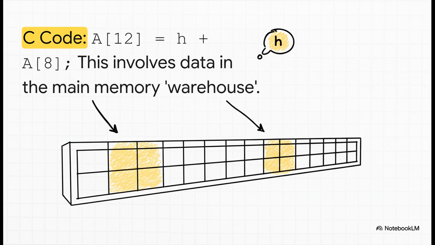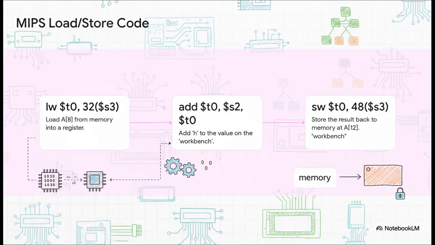And what we want to do here is grab one element from the array, A of 8, add the value of H to it, and then store that new result back into a different spot in the array, A of 12. And check out the compiled code. It's exactly what we just talked about.